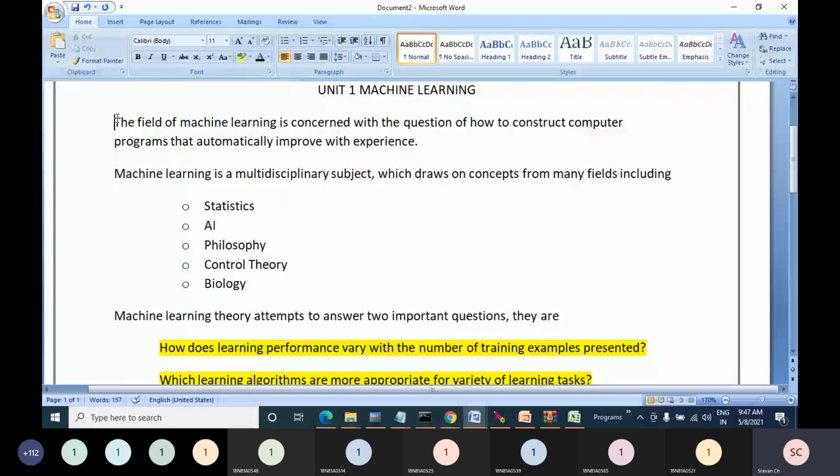The field of machine learning is concerned with the question of how to construct computer programs that automatically improve with experience. This is an important point, my dear friends. What is this field called machine learning? It deals with what? Machine learning is a field concerned with the question of how to construct computer programs that automatically improve with experience. Please try to understand this word.